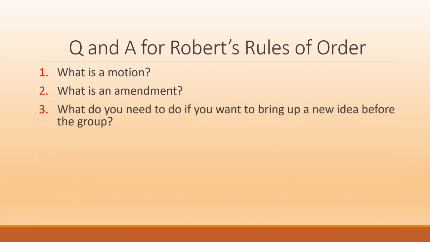What do you do if you want to bring up a new idea before the group? To bring a new idea before the group, you first have to have the floor, which is accomplished by standing and addressing the chair with whatever that person's title might be. For example, Mr. Chairman. The chair will then recognize the person wanting to make the motion, thereby giving the individual the floor. After having the floor, make a motion by saying, "I move that."